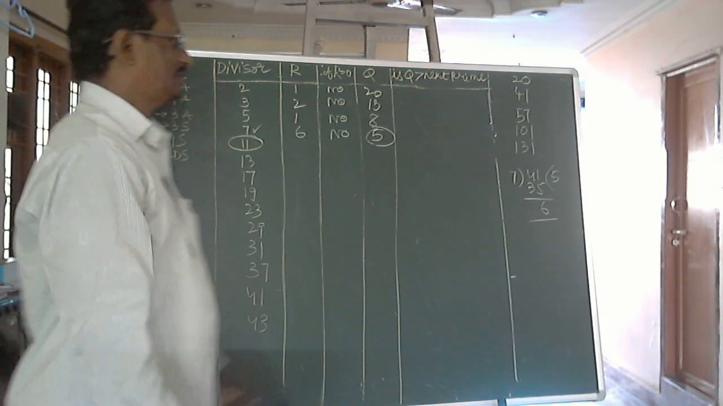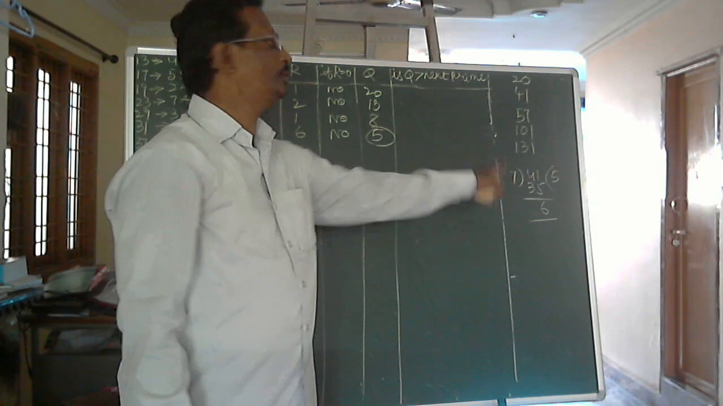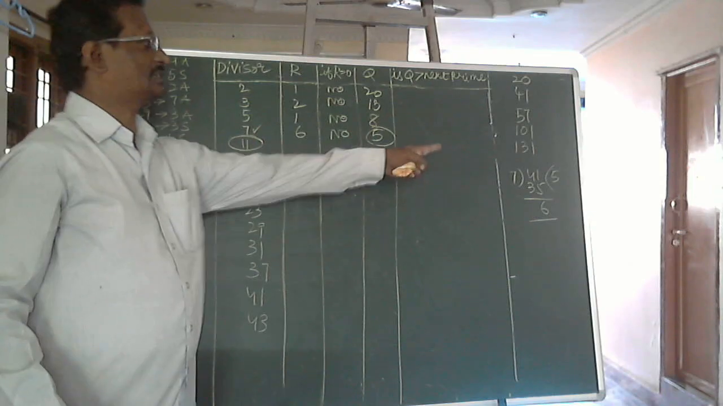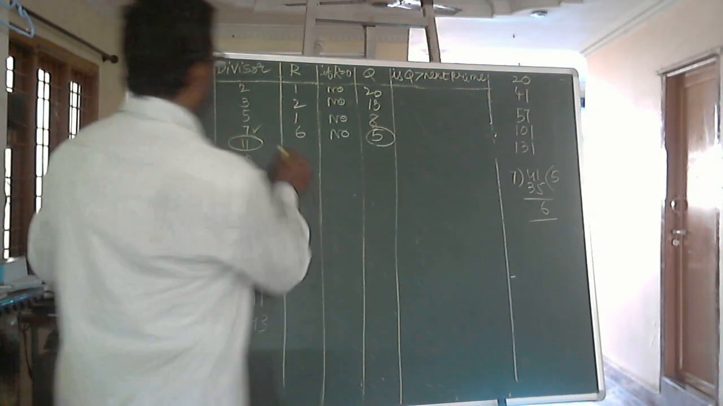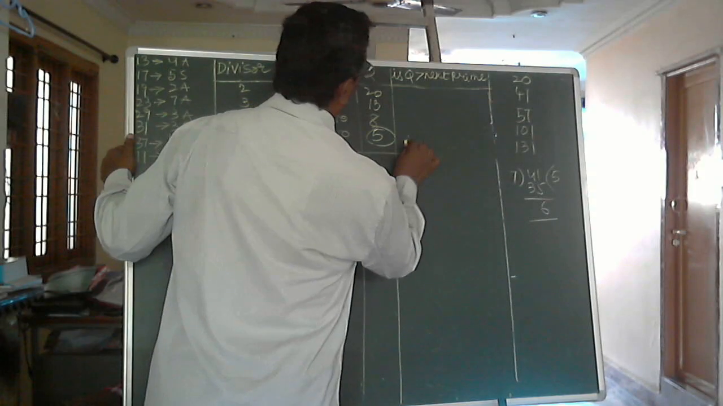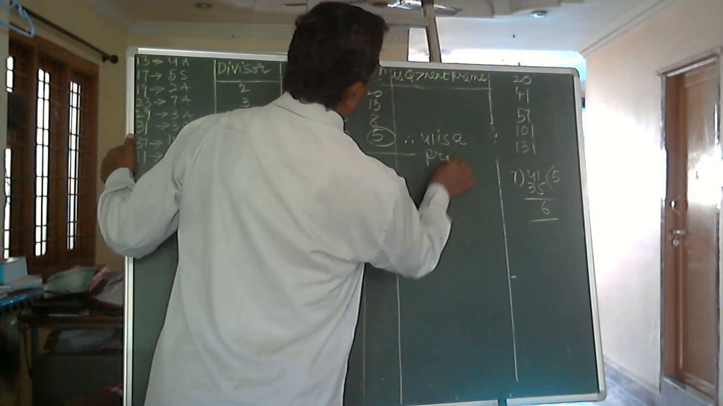Therefore, 7 is the largest prime number by which we need to check so that it is decided whether the number we have started with is prime or not. Therefore, 41 is a prime number.